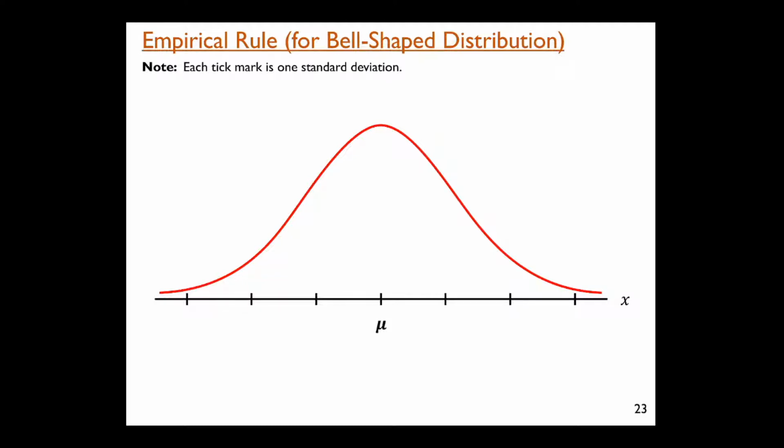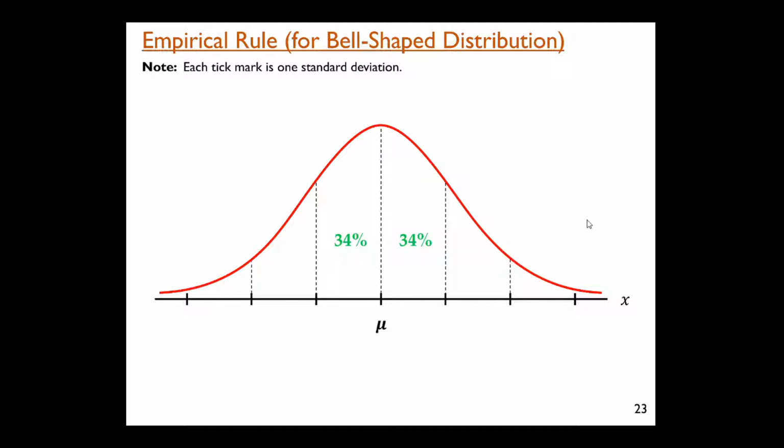So let's say we have a normal distribution or a bell-shaped distribution. Each tick mark is one standard deviation. We have the middle value being the mean, and each of these is a standard deviation apart, right? If we break it up like this, the empirical rule says in the middle here there's 68% of the values. If we split that section into two parts, each of these is 34%, right? So 34% plus 34%, this middle chunk here is 68%.